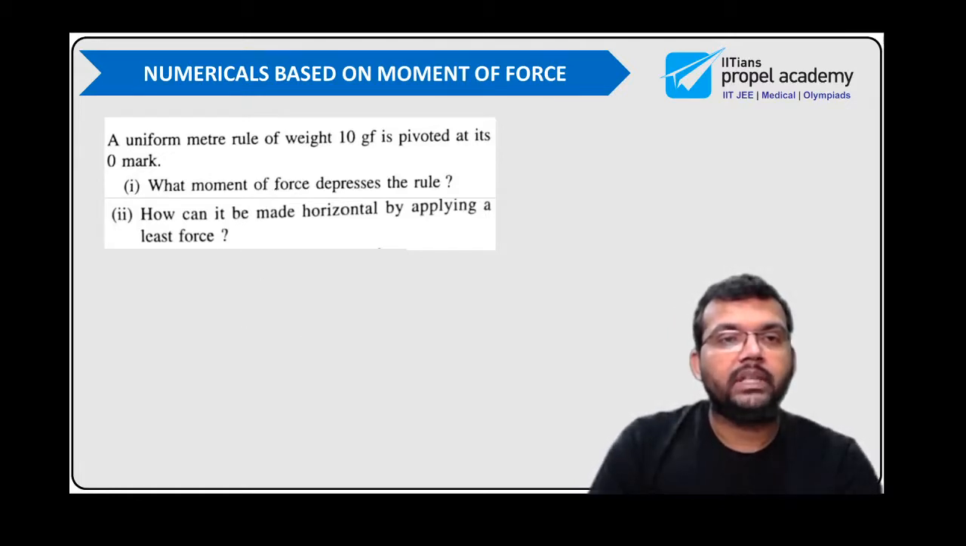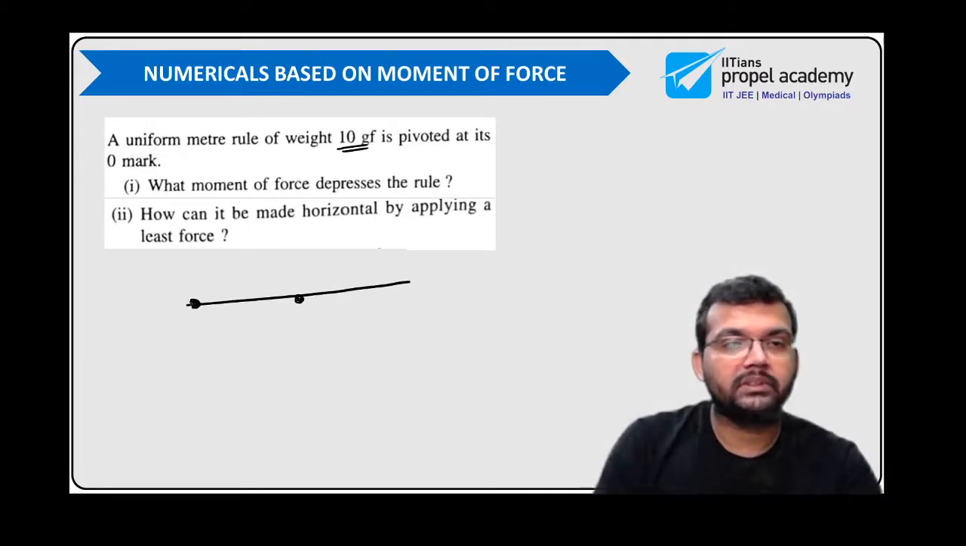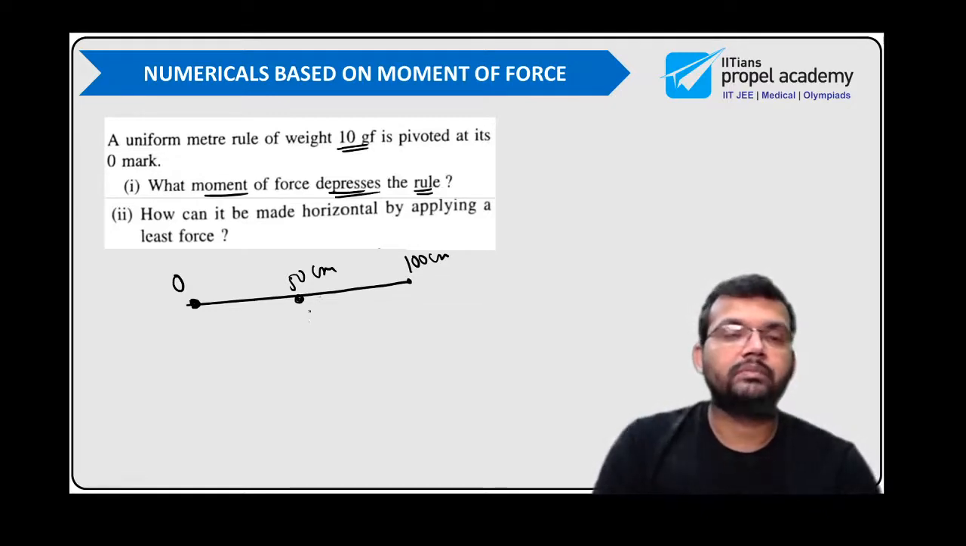A uniform meter rule of weight 10 gf pivoted at zero mark. So this zero mark is here. This is 50 centimeters and this is 100 centimeters. Now, what moment of force depresses the rule?